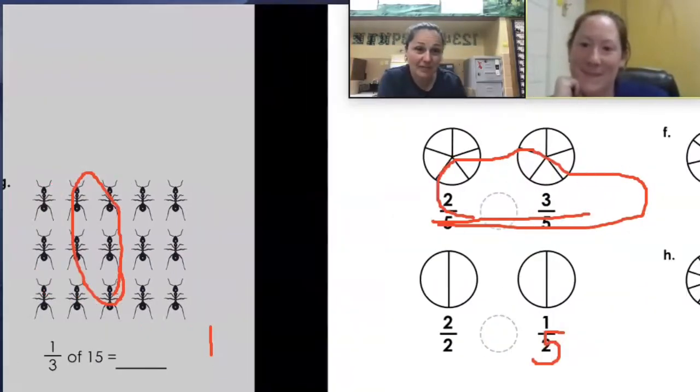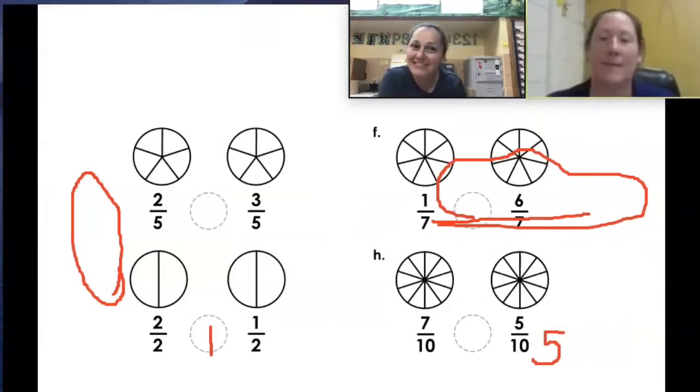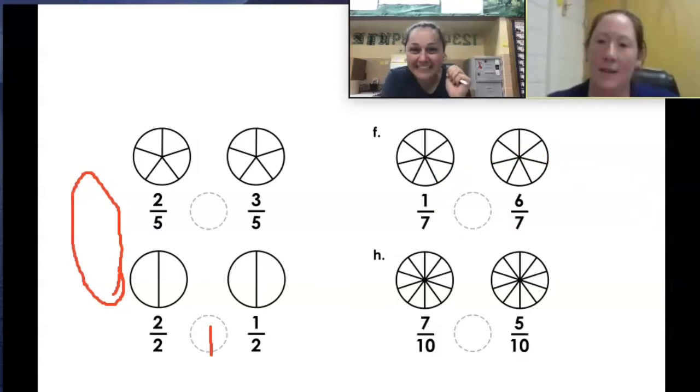All right, moving on. I was wondering if that was going to stay. It did. Look at that. Let me erase mine. Come on, shoo, ants. I'm trying. It's not working.